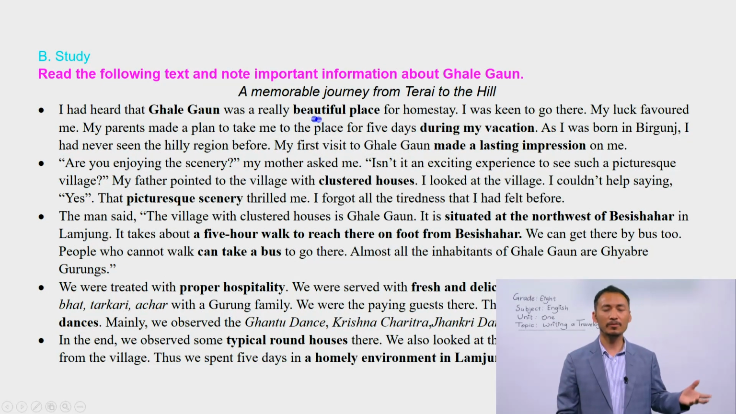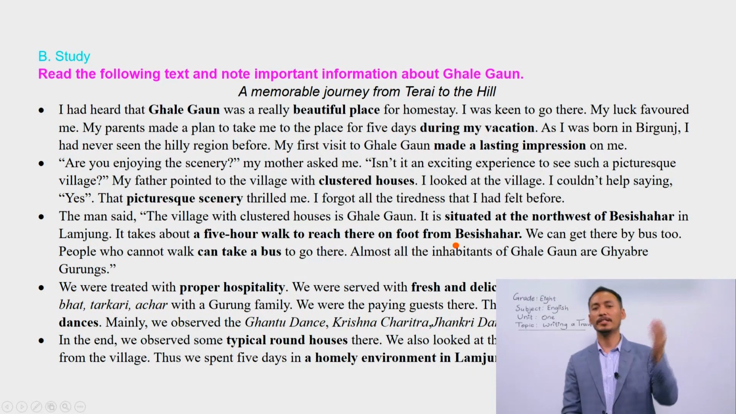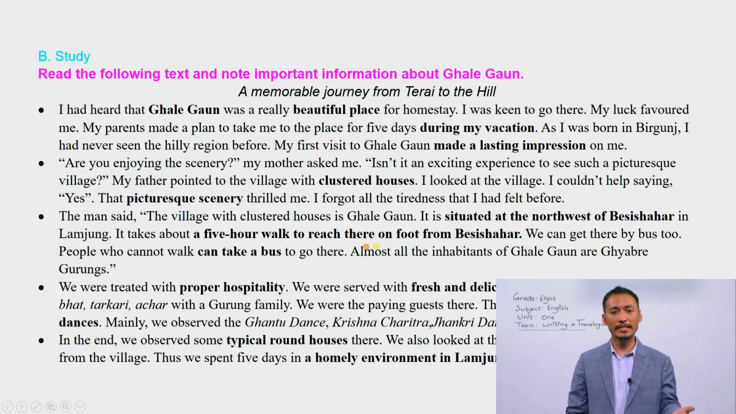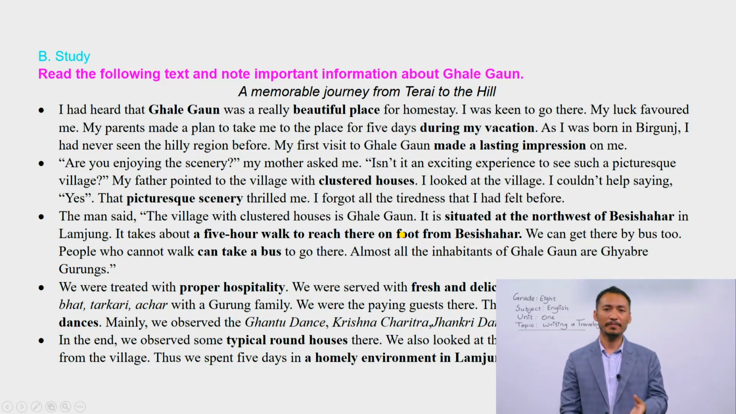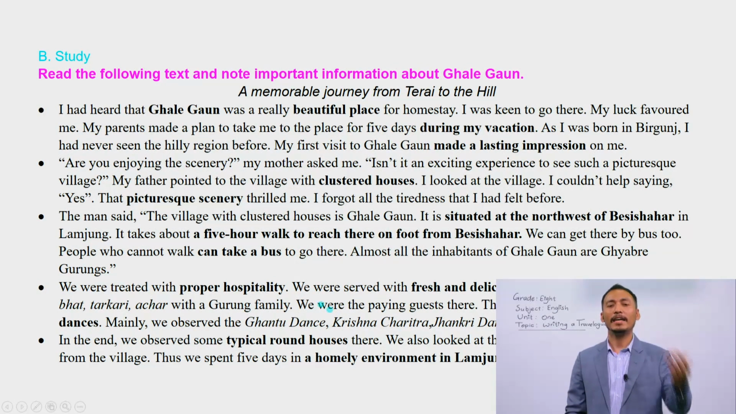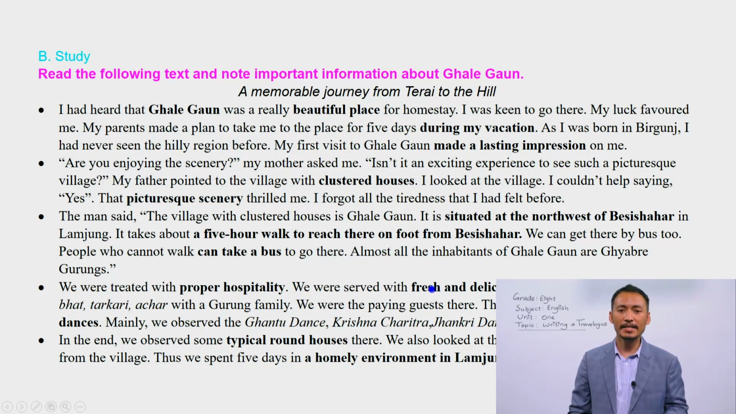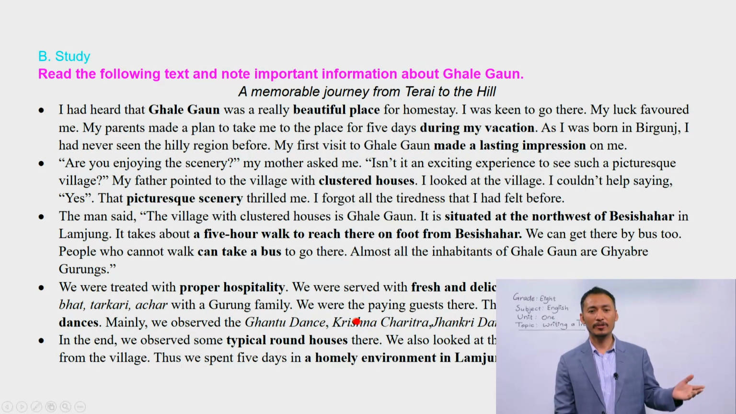He's talking about which place, where it is, and what the things there are. He saw clustered houses. He saw a picturesque village or scenery, and how he got there. He wrote a 5-hour walk to reach there on foot from Besisar. This is the means of transportation, and why he liked the place: because of the proper hospitality, fresh and delicious organic food, cultural dance, and so on.